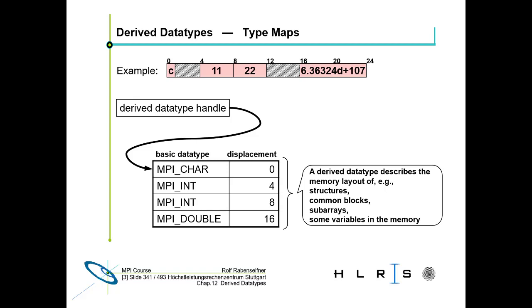And then we have an MPI double, and here again there is a gap of 4 bytes, because typically a compiler will try to align double precision numbers at 8-byte boundaries. So not at 12, because that's not divisible by 8, but at 16. A derived data type describes the memory layout of structures, common blocks, subarrays, and some variables in memory. That's essentially the idea.